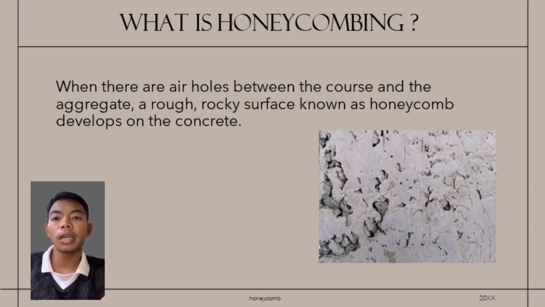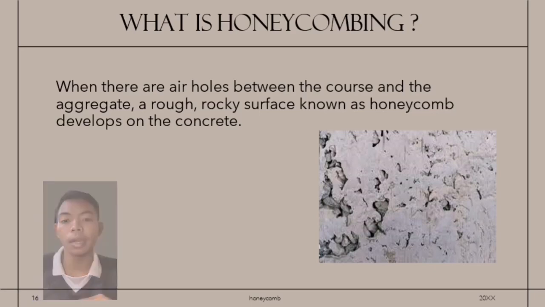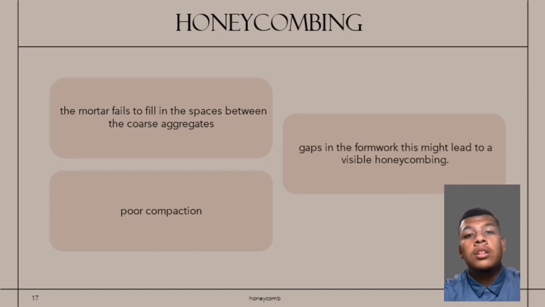So, what is honeycombing? When there are air holes between the cores and the aggregates, a rocky surface known as honeycomb develops on the concrete. This occurs when there are not enough fine materials added to the concrete mixture owing to improper mixing or aggregate grading. The removal of the concrete shuttering or the use of ultrasonic testing methods can generally reveal this.